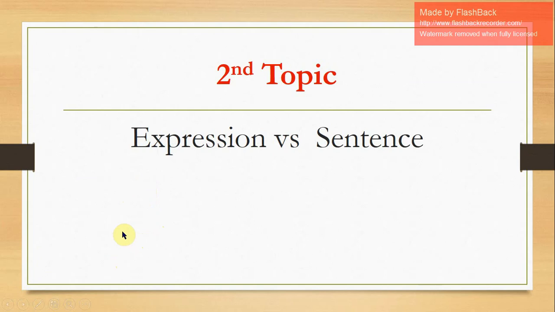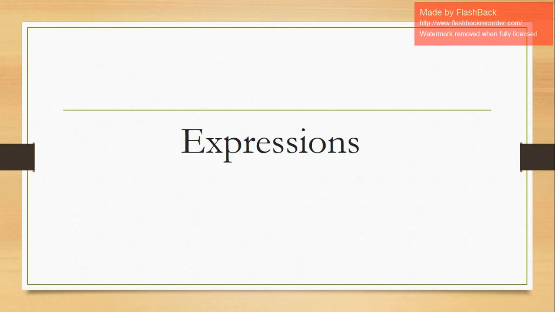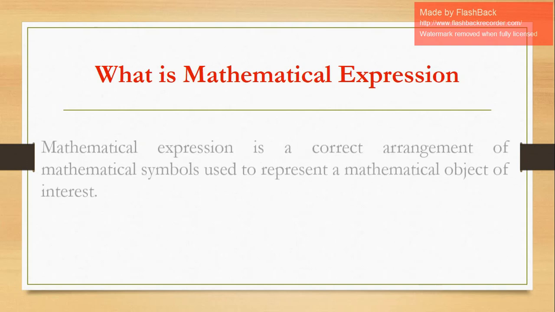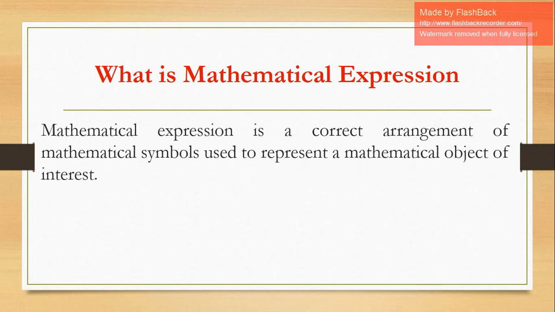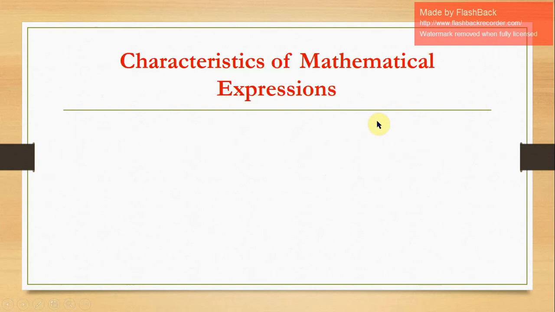Next, we are done with the first topic, which is the language of mathematics. So, let's proceed to the second topic, expression versus sentence. First, let us discuss expression. What is an expression? A mathematical expression is a correct arrangement of mathematical symbols used to present a mathematical object of interest. Take note of this, a correct arrangement of mathematical symbols. If the arrangement is not correct, that is not an expression. Take note of that.